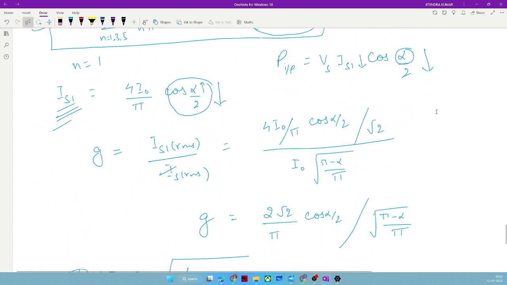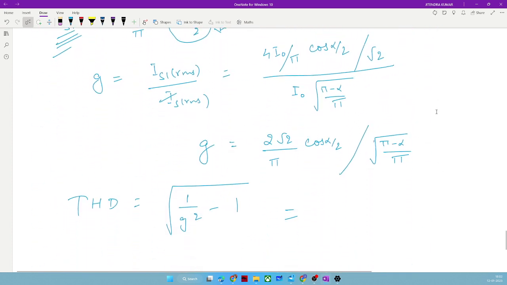So I think time is up. Any doubt in this one or anything? No, sir. Okay, then in the next session we will solve some problems based on this semi-converter, and I hope probably from next week we will also start three-phase rectifiers.